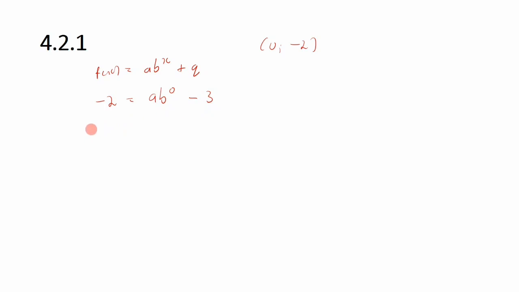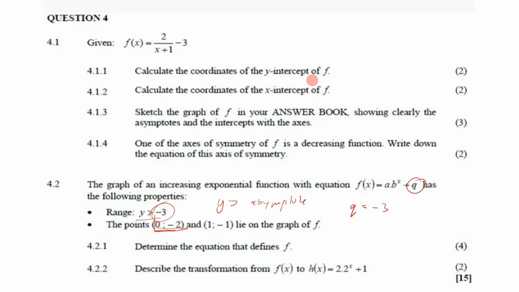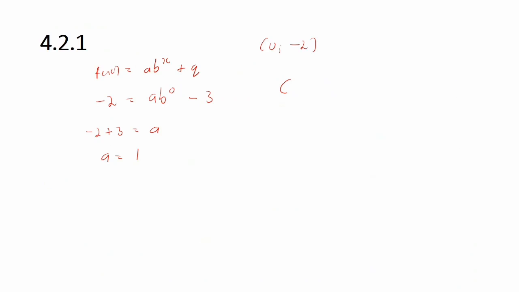Now solving this, we have -2 plus 3 is equal to a times b to the exponent of 0. Any number or any letter to the exponent of 0 is 1. So here we are left with a, because that's a times 1. Then -2 plus 3 gives us 1. So our a is 1. Now we can use the other set of coordinates to calculate b. Now that we have a, the other set of coordinates is (1, -1).